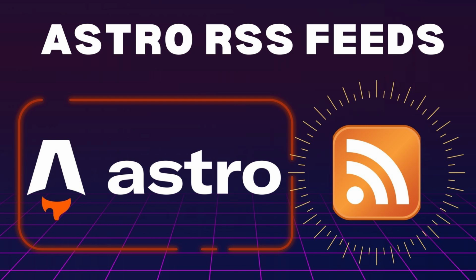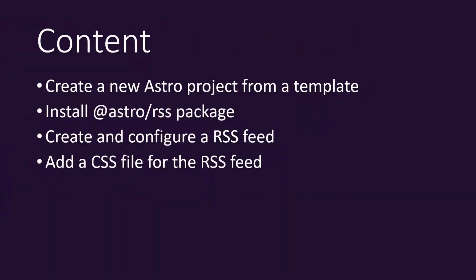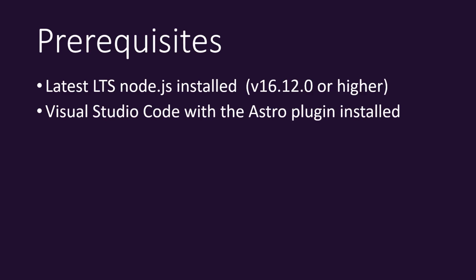This video is all about how to set up RSS feeds with Astro. In the video, you'll learn about how to create a new Astro project from a template, how to install the Astro RSS package, how to create and configure a RSS feed, and how to add CSS styling to the RSS feed. To get started with the video, you need to have the latest version of node.js installed and Visual Studio Code set up with the Astro plugin.